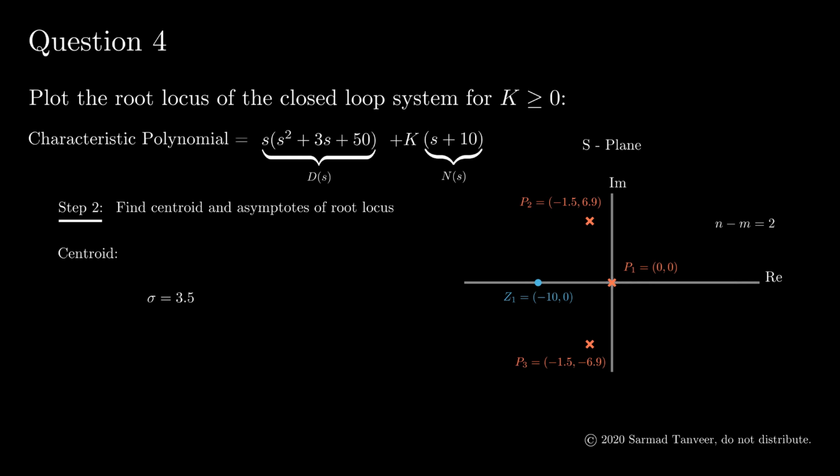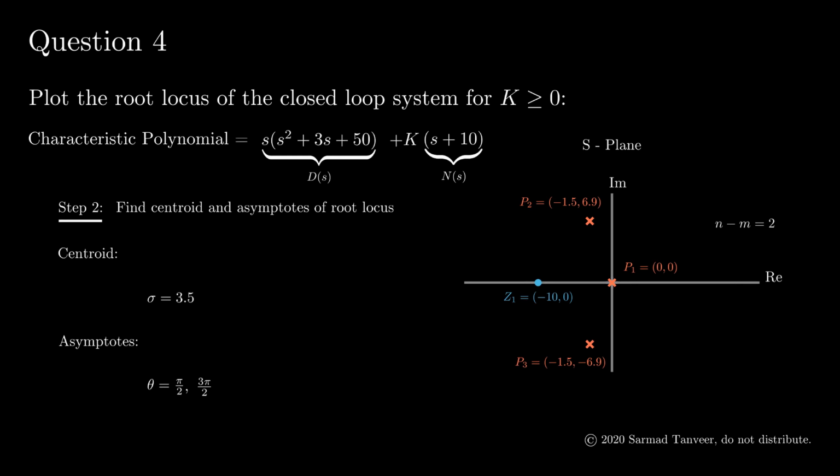Now the centroid is the location where the asymptotes of the root locus originate from. Having found the centroid, now we need to identify the angle of each asymptote. This is given by the following formula, where pi represents 180 degrees, and k ranges in value from 0 all the way up to a value of n minus m minus 1. In our case, k ranges from 0 to 1, where n minus m is equal to 2. At a value of k equals 0, we get an angle of 90 degrees. At a value of k equals 1, we get an angle of 270 degrees.